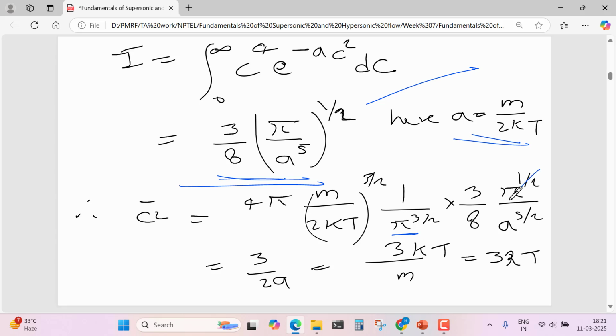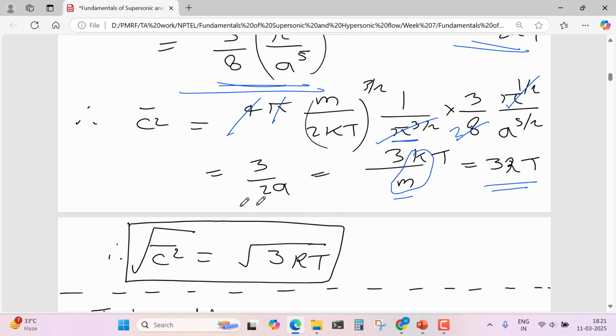Here this π to the power 1/2 and this π combined will cancel with this term. This 4 will cancel and become 2. And this term is a, so a to the power 3/2 and this is a to the power 5/2. So after solving it will become 3 by 2a. If we put the value of a, then we will get 3kT upon m. And we know that k by m is nothing but R, so it will become 3RT.